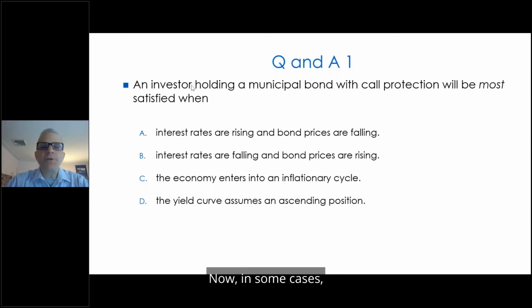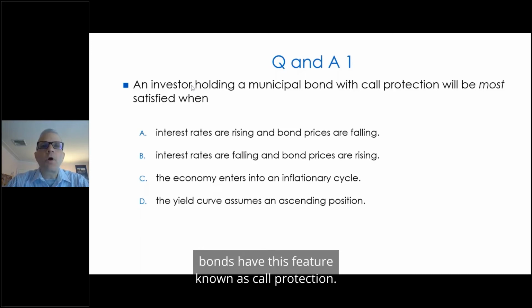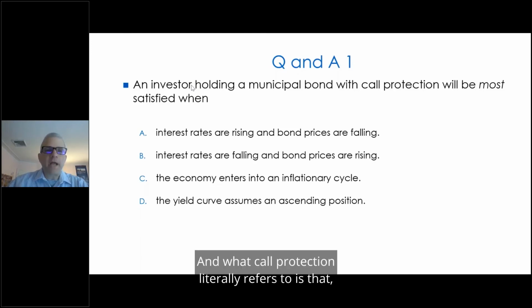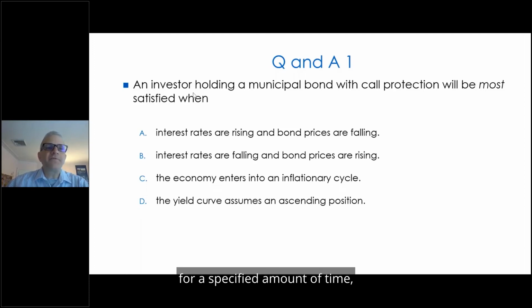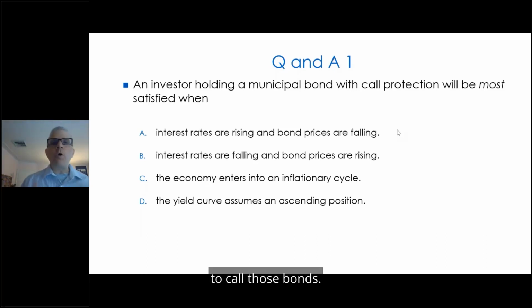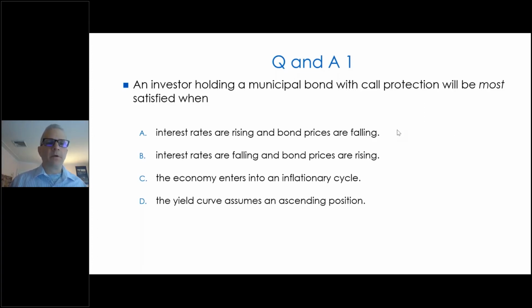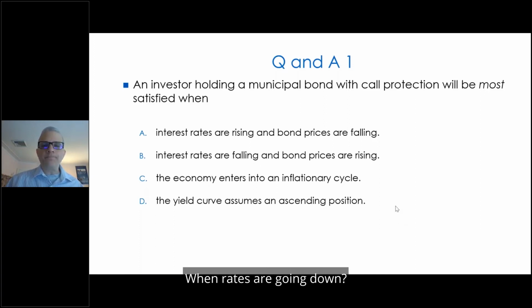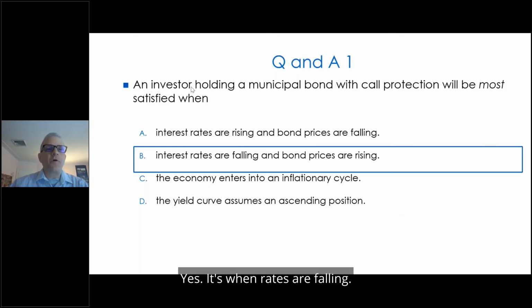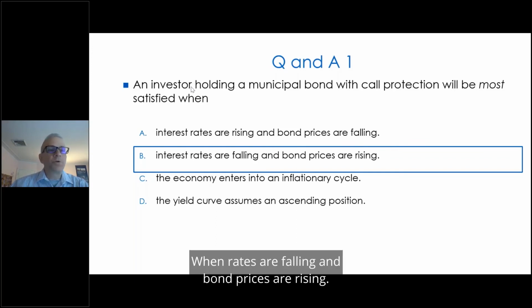Now, in some cases, bonds have this feature known as call protection. What call protection literally refers to is that for a specified amount of time, the issuer is legally not allowed to call those bonds. There's a window of time, typically from issuance, when a bond is not allowed to be called. So that would be good news to an investor in what environment? When rates are going up, when rates are going down. So the answer we're going for here, going once, going twice, yes, it's when rates are falling. When rates are falling and bond prices are rising.